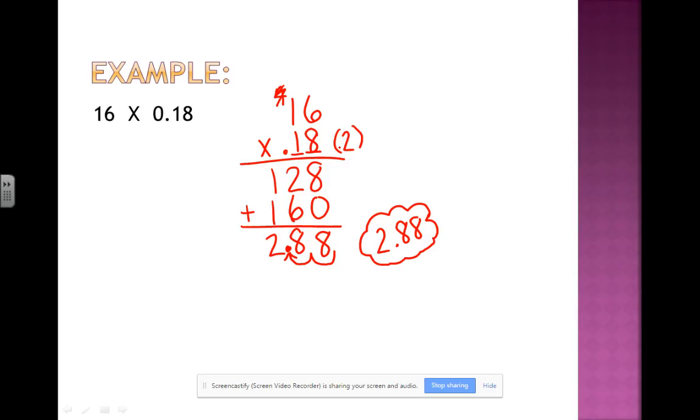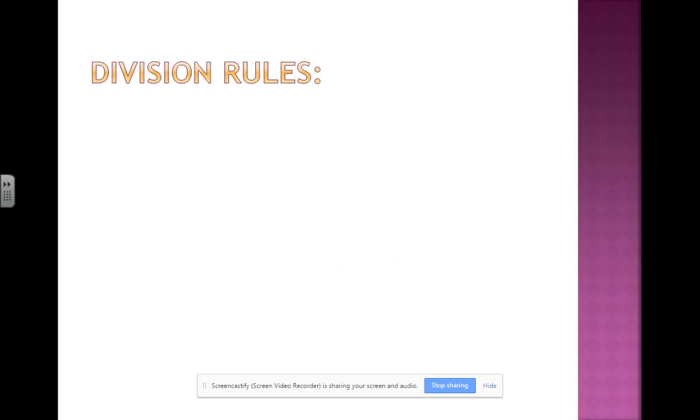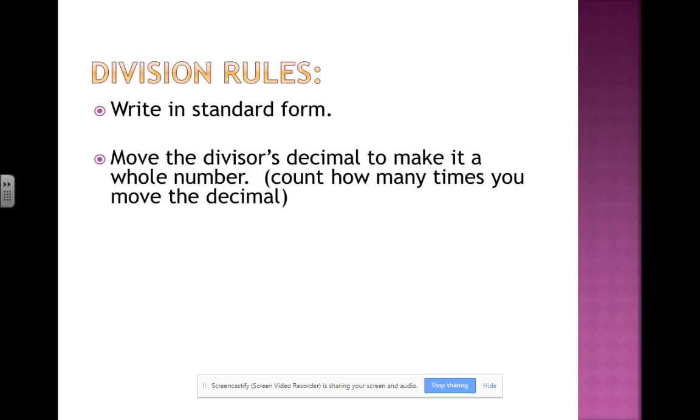All right, now let's take a look at division. My division rules. We're going to start off by writing our division problem in standard form. Then we're going to move the divisor's decimal to make it a whole number. We don't want a decimal on the outside.